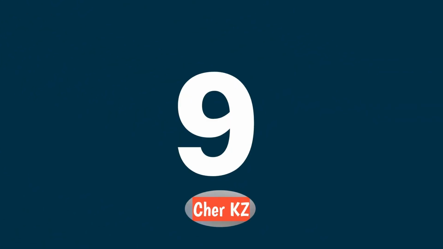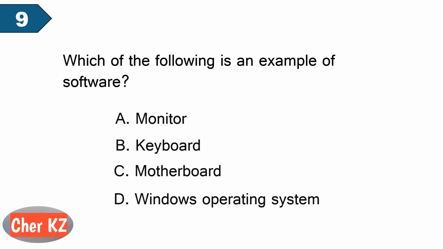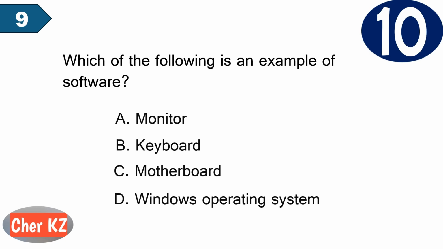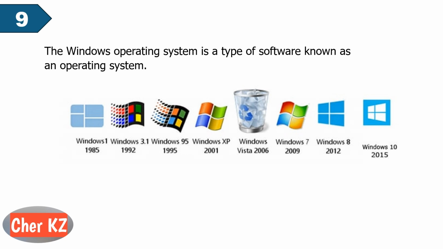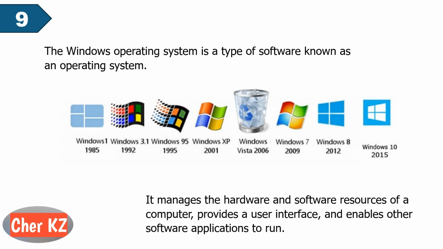Question number 9. Which of the following is an example of software? The correct answer is letter D, Windows operating system. The Windows operating system is a type of software known as an operating system. It manages the hardware and software resources of a computer, provides a user interface, and enables other software applications to run.